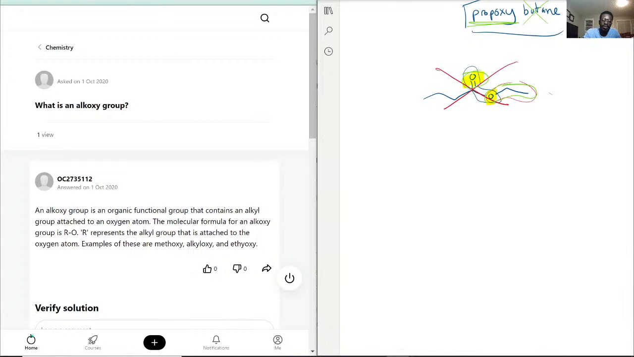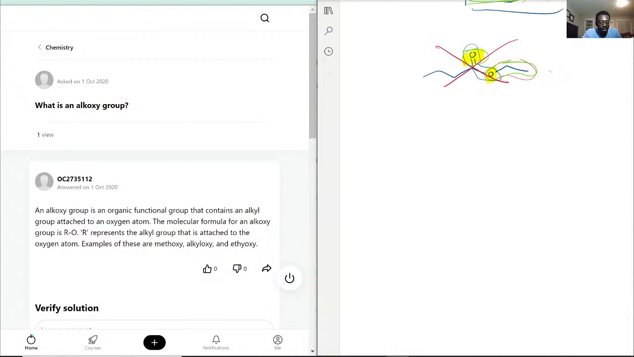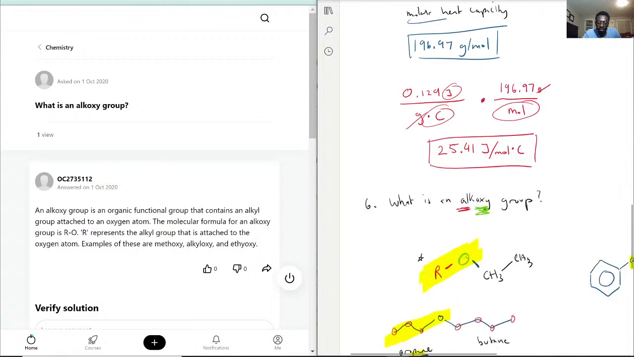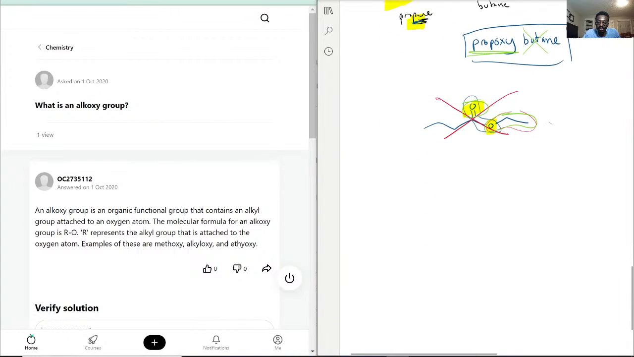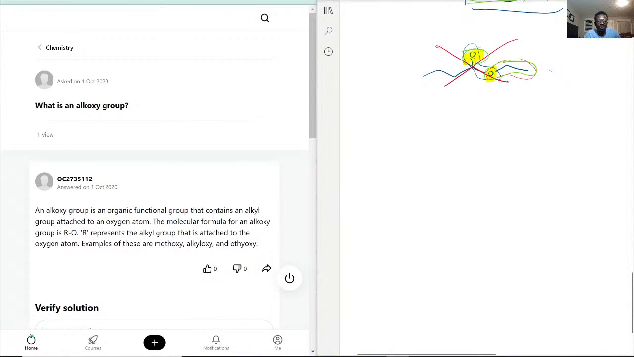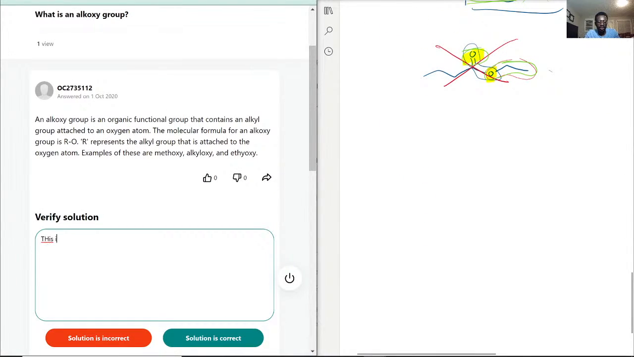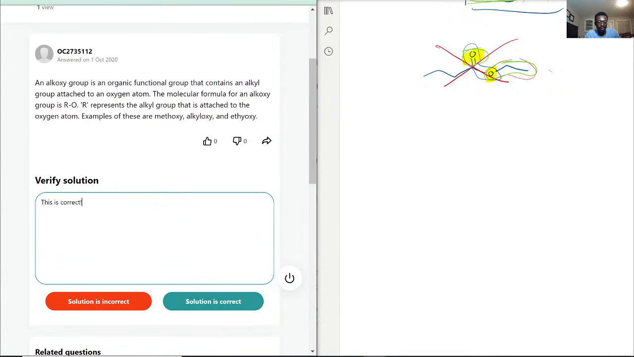Okay. So now let's see what we have for what they said. Yep. RO, exactly what we have up here. RO, and exactly the alkyl group, and it's attached to oxygen now, exactly. So with that, this is correct. And now let's move on to question 7.